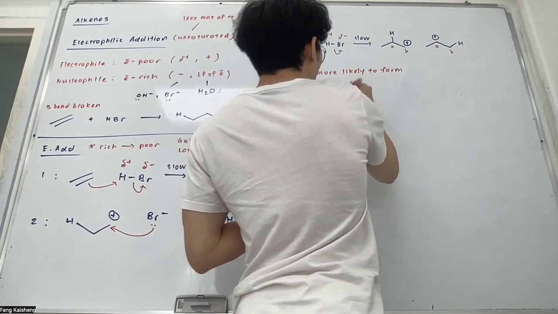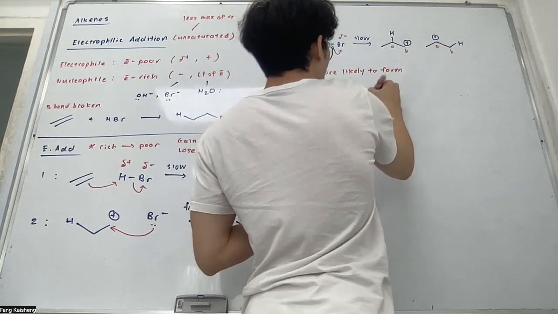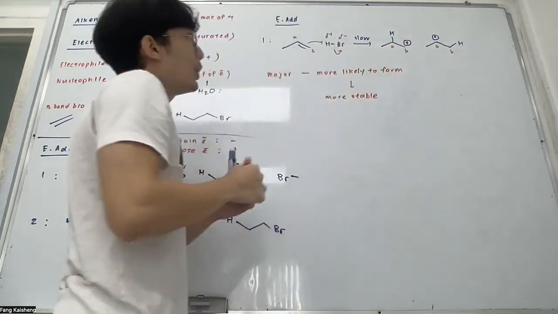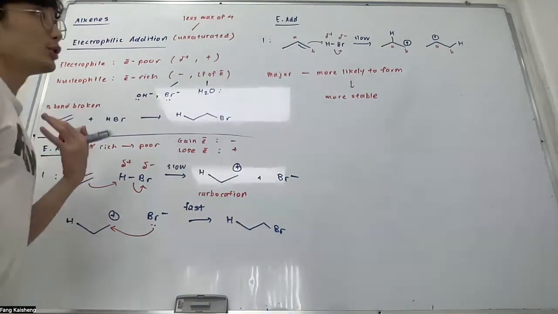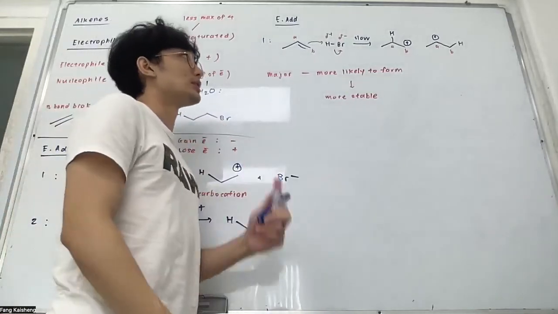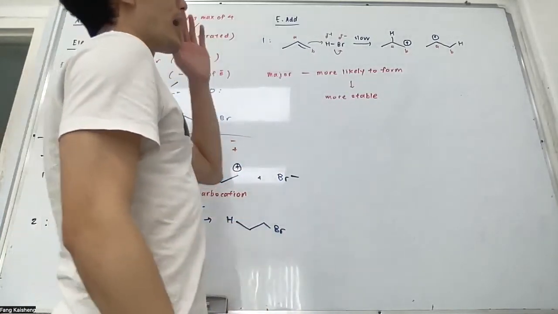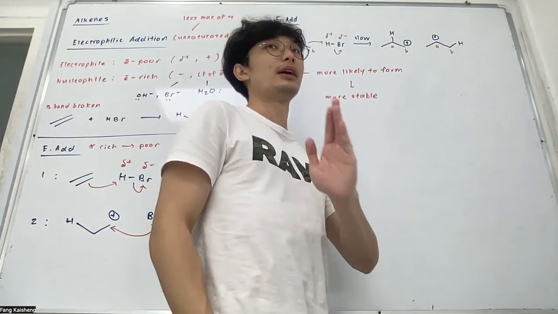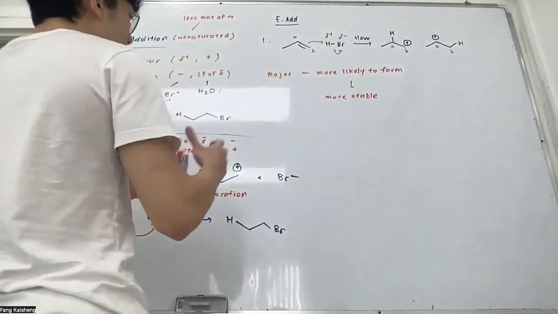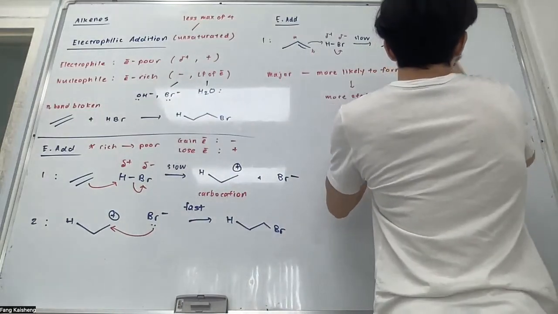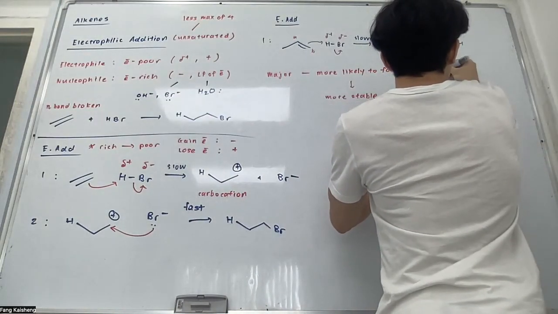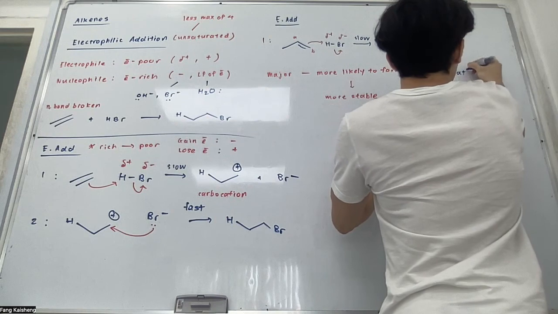We are trying to figure out which compound here, which carbocation is more stable. The left one or the right one? So we work backwards a little bit. Can we all follow this train of thought? To determine which compound is more stable, we are looking at the carbocation. Now, first of all, what is a carbocation? Let's write it down here. What is a carbocation? Is it an electron rich or electron poor species?